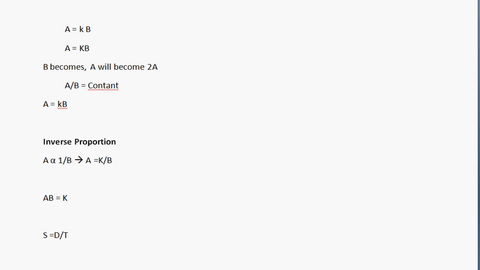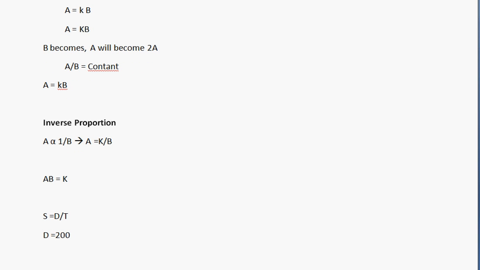Let's put things in perspective by taking an example. If d is equal to 200, which we have to cover, and the speed was, let's say, 100 kilometers per hour, then the time taken would be 2 hours. Now if the speed is doubled, the time would be halved. So if speed becomes 200, the time would become 1 hour. If speed becomes 400, which means speed has become 4 times, time would become 1/4. Initially it was 2 hours, now it would become 2 by 4, which is half an hour.